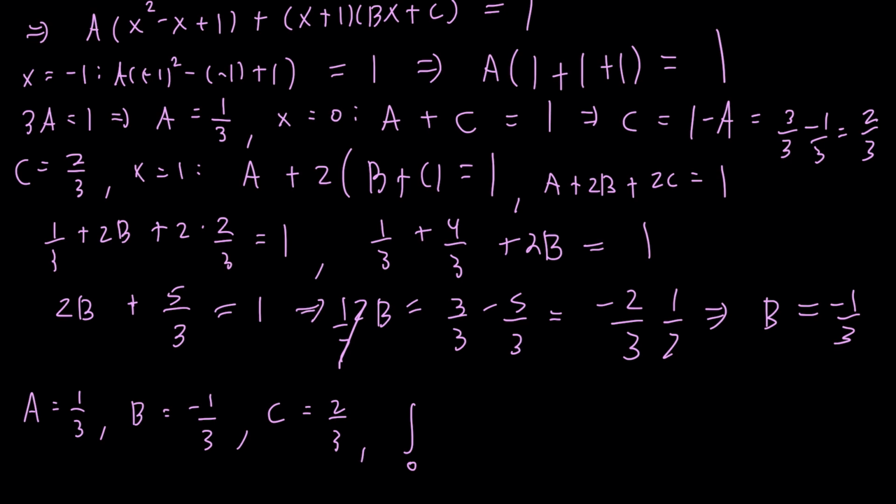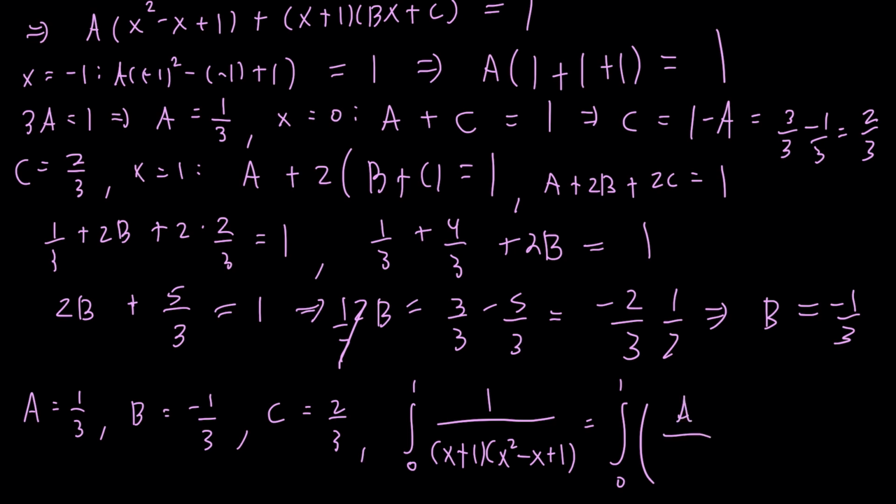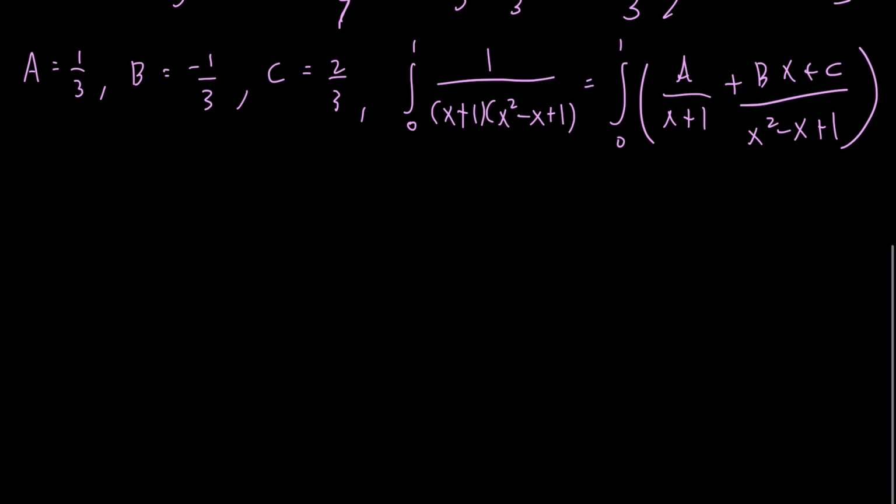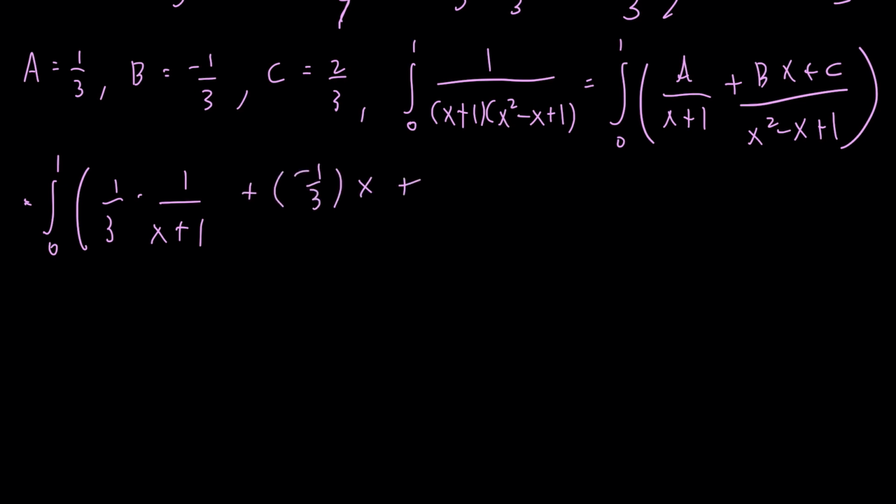And we have so far the integral from 0 to 1 of 1 divided by x plus 1 times x squared minus x plus 1 is the integral from 0 to 1 of A over x plus 1 plus Bx plus C divided by x squared minus x plus 1. So now all that's left is to plug in these constants. So we have the integral from 0 to 1 of 1/3 times 1 over x plus 1, plus (-1/3 x plus 2/3) divided by x squared minus x plus 1 dx.